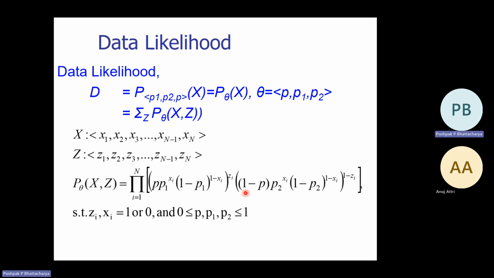The second expression is 1 minus P into an expression involving P2, exactly like P1, only it is raised to the power 1 minus Zi. So this part of the expression is for the second coin. This part of the expression is for the first coin. And within the expression, the phenomenon is: if head is obtained, P1 to the power xi; if tail is obtained, 1 minus P1 to the power 1 minus xi. So xi is 1 or 0, and P1, P2 are between 0 and 1.